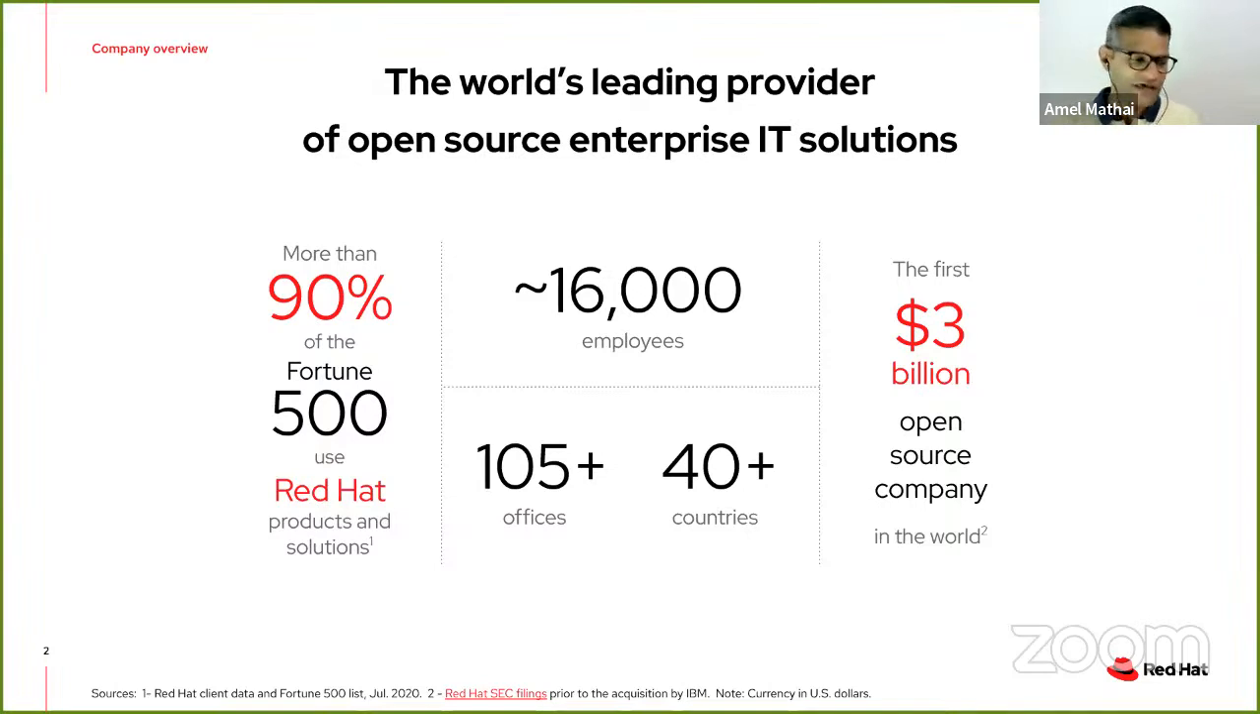But now, that simple idea of open sourcing a Linux operating system is standing at approximately 16,000 employees with presence in 40 plus countries. And it's the first $3 billion open source company. Well, right now, we really do not report our numbers separately as Red Hat. It goes along with the IBM numbers being reported on a quarterly basis. But just as a figure, it's $6 billion US dollars plus at this point.